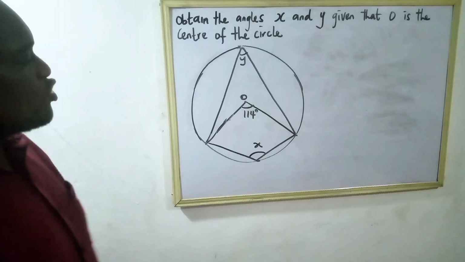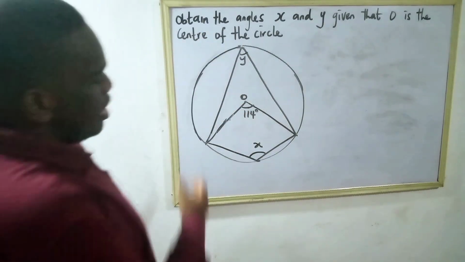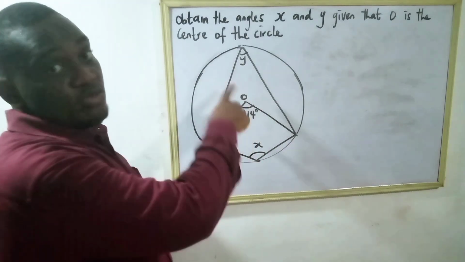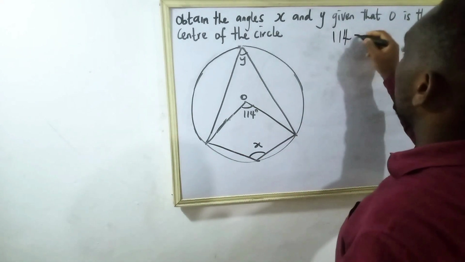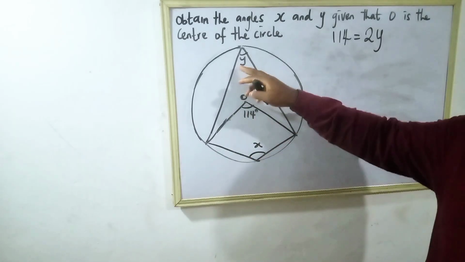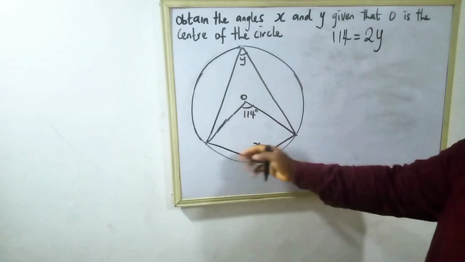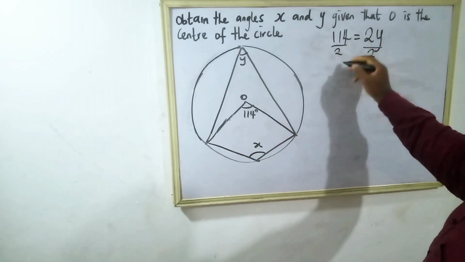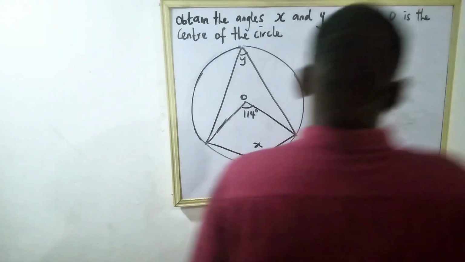For me to be able to get angle y, I notice that this angle and this angle are all facing this portion of the arc. So I can apply Theorem 2 here. 114 degrees is always going to be 2y. The angle at the center is twice the angle at this point on the circumference. Why am I using this? Because they are facing the same arc. Of course, dividing both sides by 2, y becomes 57 degrees.